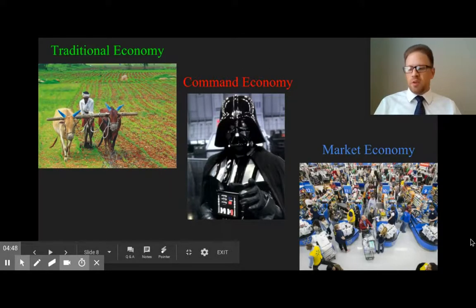And the third type is a market economy. In this type, major production and distribution decisions are actually made in a decentralized manner, meaning there's no government involvement, by individual households and business firms. So a household might want something, so therefore a business will produce the things that a household wants.